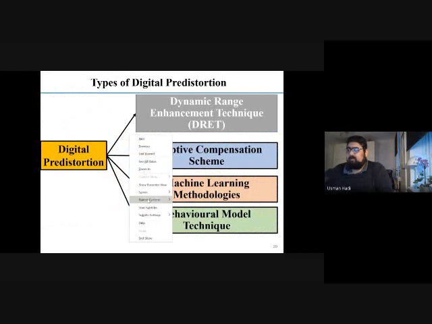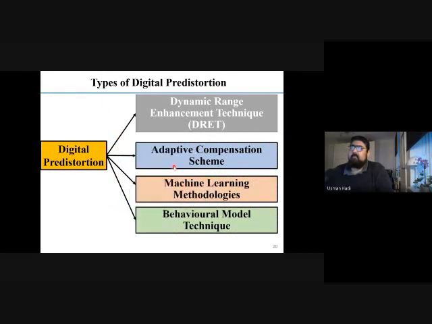Over the years, there are different methodologies that have been developed in DPD. One of them is the dynamic range enhancement technique, adaptive compensation, machine learning methodologies that have evolved over 2-3 years in the last decade, and behavioral model techniques. So today we are going to talk about the last 3 techniques. And the first one out of them is the behavioral model technique.